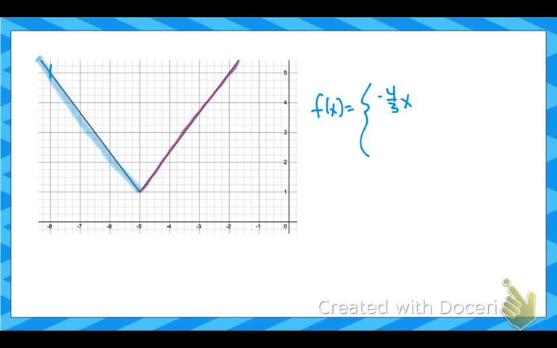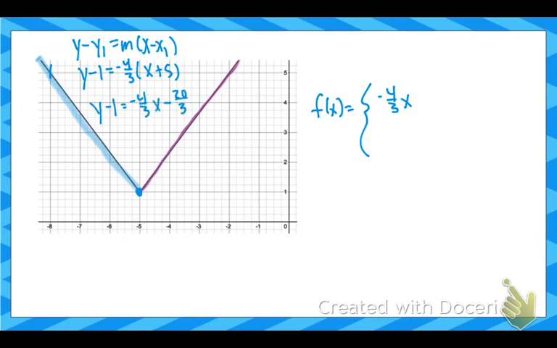So what you did in Algebra 1 to find the equation of a line when you knew the slope and a point was you used point-slope form: y minus y1 equals m(x minus x1). I'm going to go ahead and use the vertex as my point. So I would do y minus 1 equals negative 4/3 (x plus 5). So y minus 1 equals negative 4/3 x minus 20/3. Negative 4/3 x minus 20/3 plus 1, which is plus 3/3, would be negative 17/3.